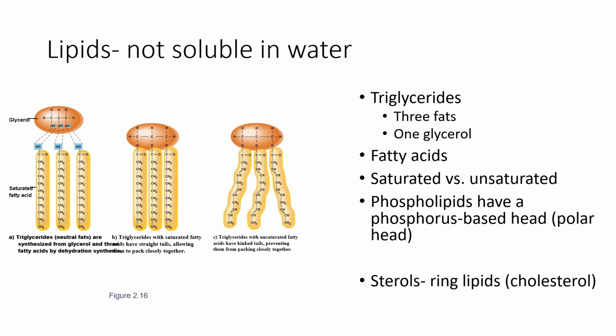Another type of lipid is a sterol. This is a lipid that is formed in the shape of a ring, mostly carbon and hydrogen bonds once again, and one example here is cholesterol. So we will see cholesterol in cell membranes, and we'll see it later on in some nutrition.